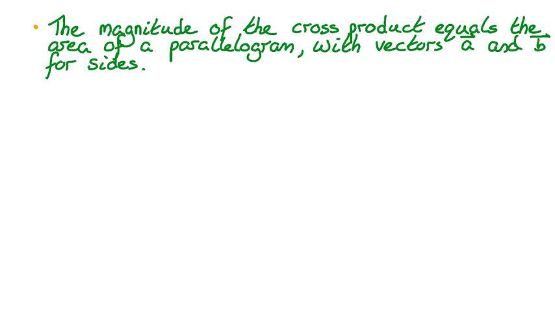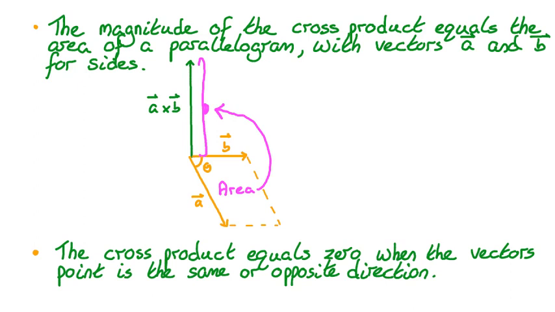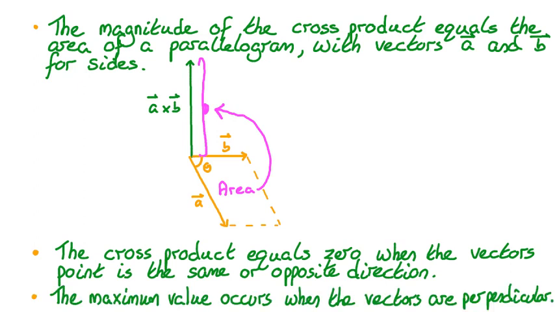The magnitude or length of the cross product equals the area of a parallelogram with vectors A and B for sides. This is shown in the diagram, and the area of the parallelogram and cross product alter for different values of the angle theta. The cross product equals 0 when the vectors point in the same or opposite direction. The maximum value of the cross product occurs when the vectors are perpendicular. This means that vectors A and B are at right angles.